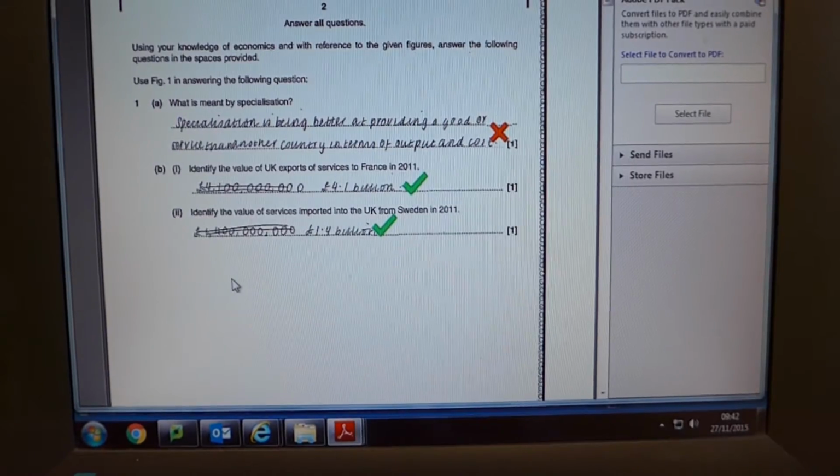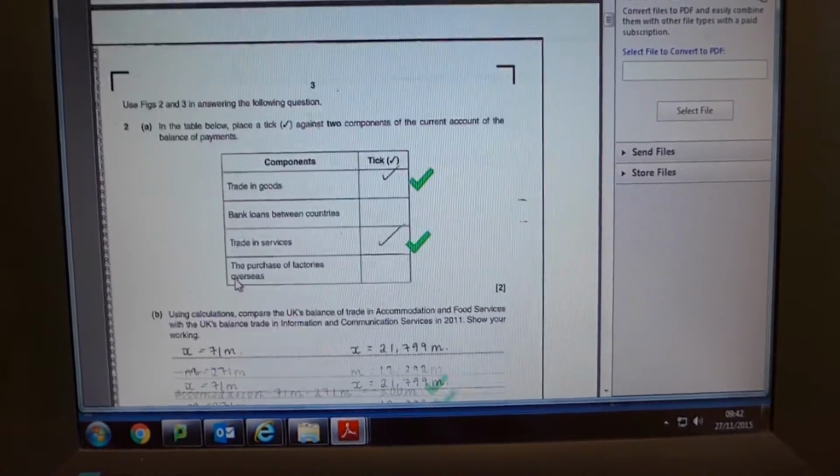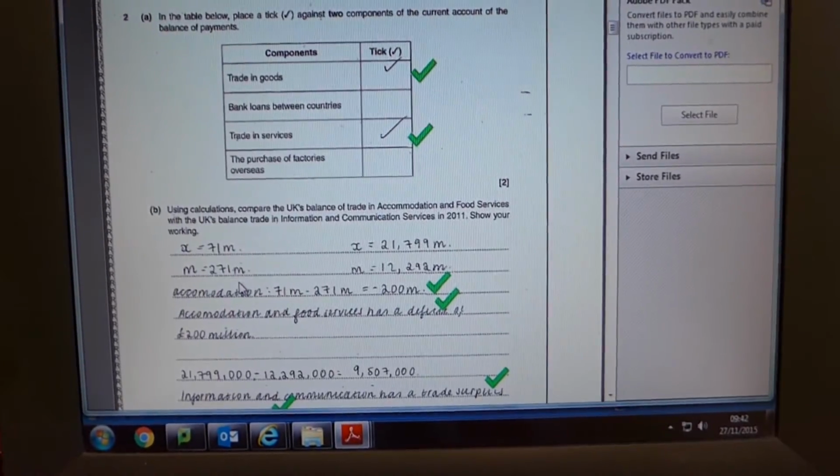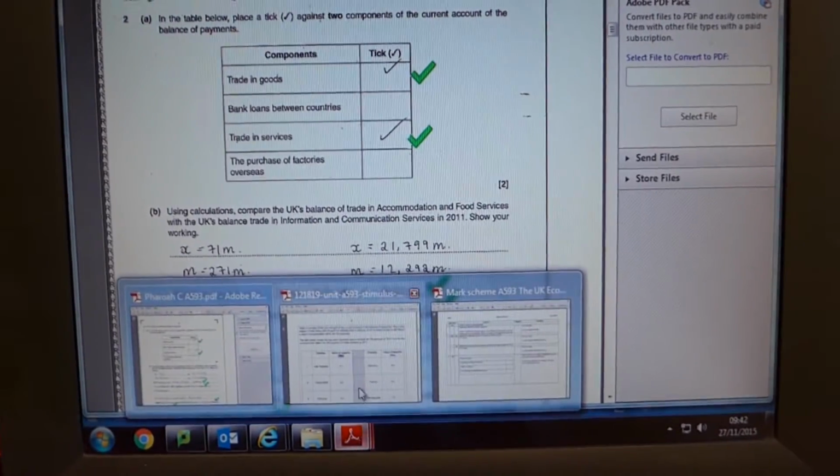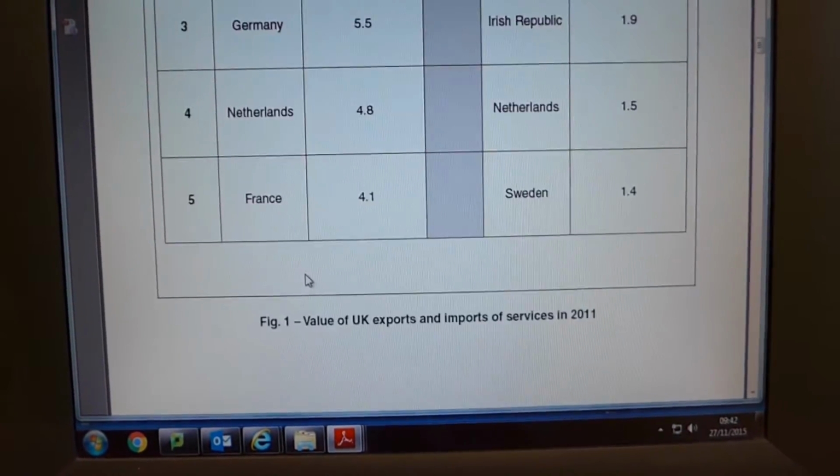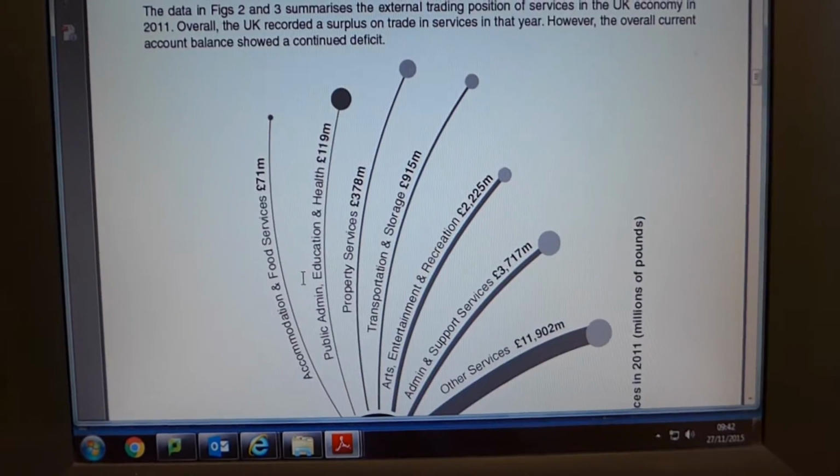So that's question 1. Moving on then to question 2. Using figures 2 and 3. So figures 2 and 3 are these figures.